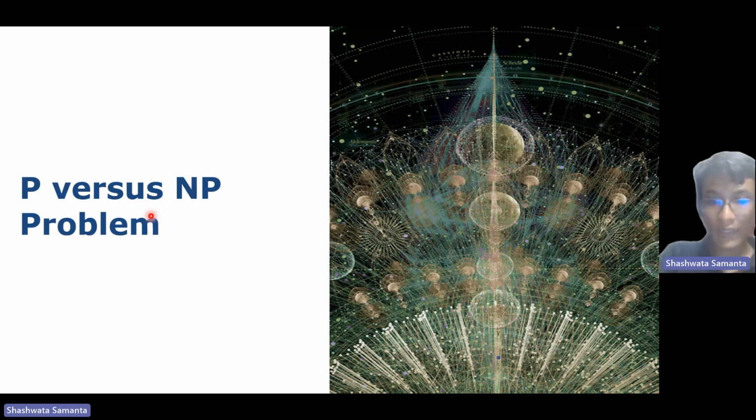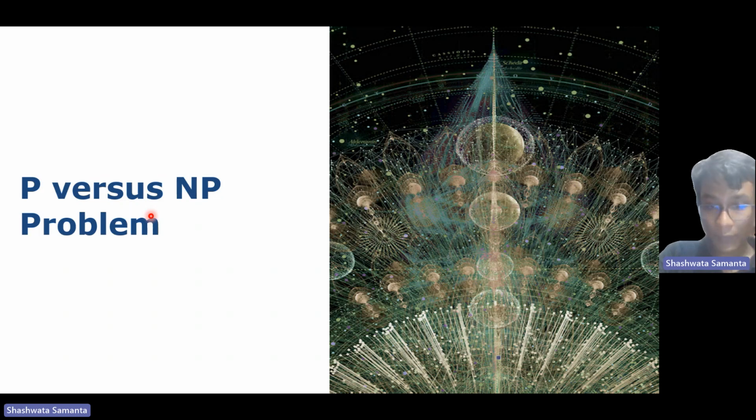It has practical implications in cryptography, where the security of many cryptographic protocols relies on the assumption that certain problems are computationally hard. If P were equal to NP, it would have significant consequences for information security, as it would imply that cryptographic systems could be easily broken.